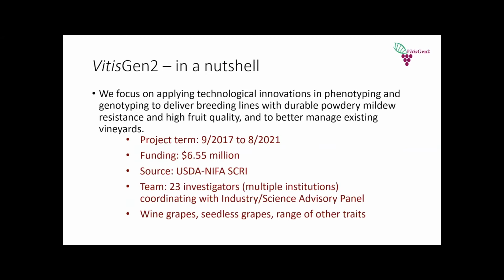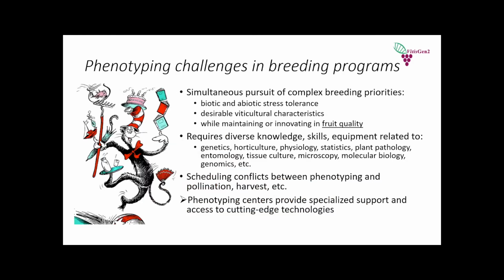So in a nutshell, this project is applying technological innovations in phenotyping or trait analysis, as well as genotyping or genetic analysis to deliver breeding lines with durable powdery mildew resistance and fruit quality. And to use the new knowledge that we gain and technological innovations we make to better manage existing vineyards, recognizing that oftentimes growers don't want to replant their vineyards. They're already set with certain varieties. So this is a 4-year project funded by SCRI, 23 co-PIs. And we don't just focus on one type of grape, but we work on an array of different types of grapes.